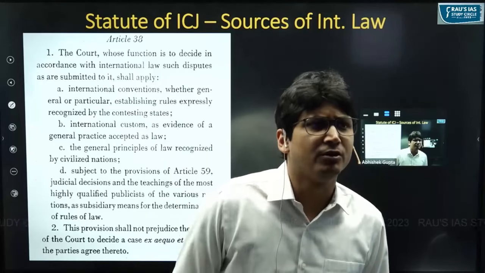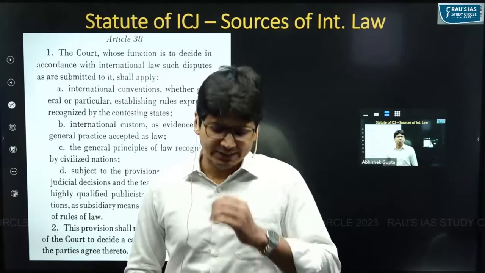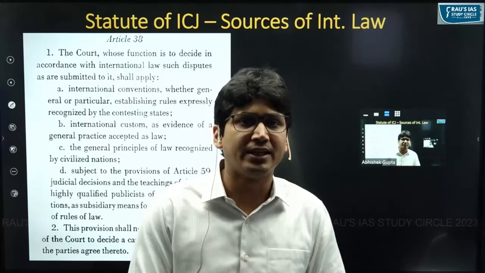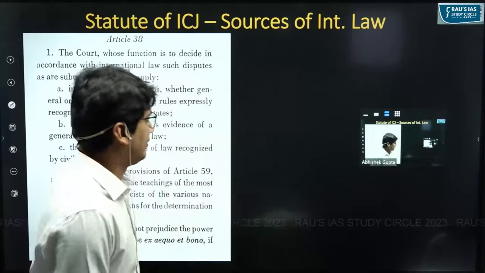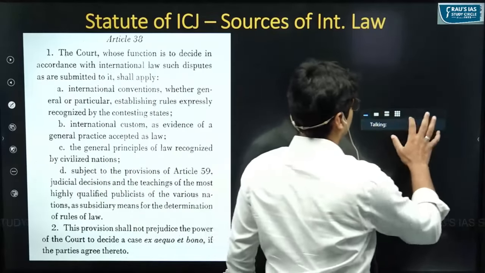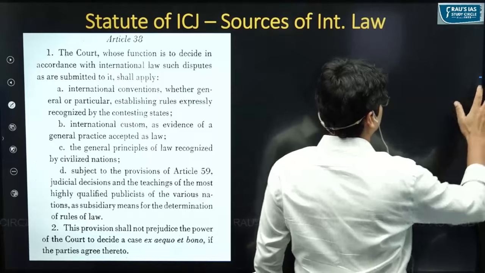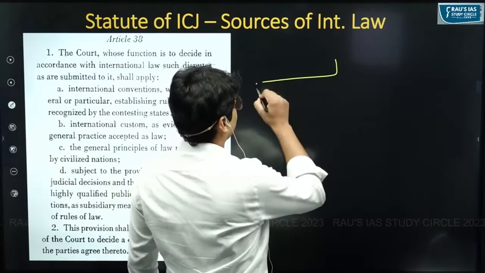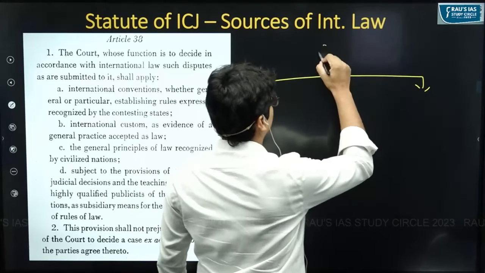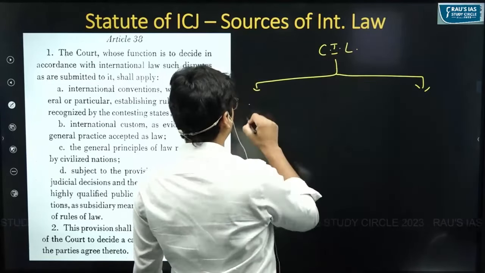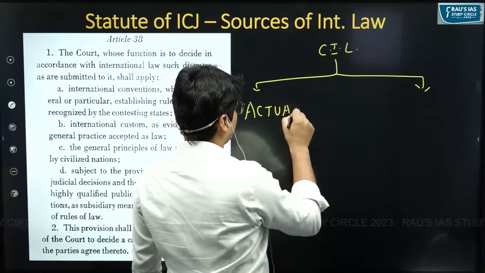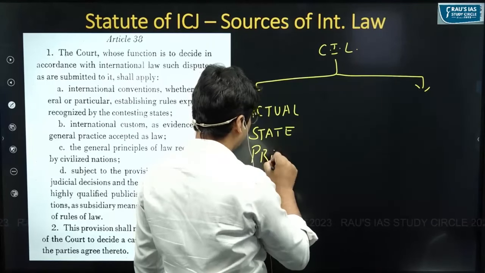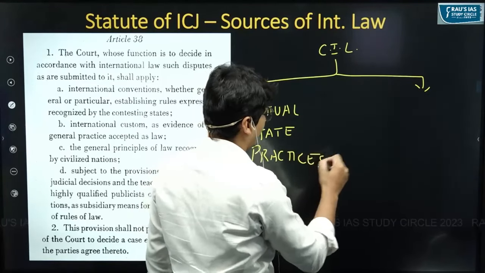So from the Statute of the ICJ, we have already discussed in detail customary international law. But yesterday when we were talking about customary international law, certain doubts emerged with respect to which has more weightage. Customary international law comprises two parts: actual state practices, and opinio juris.